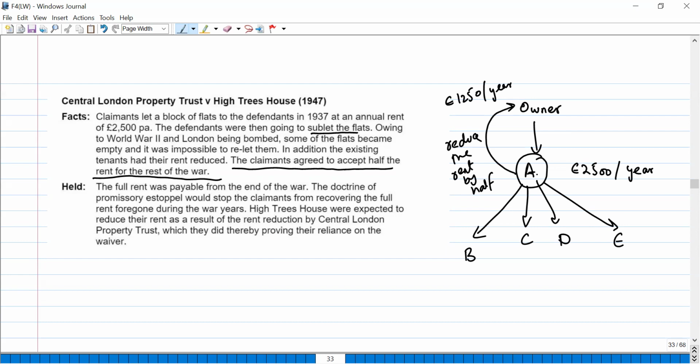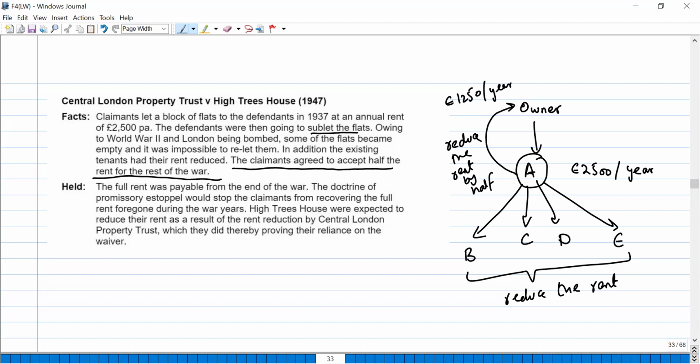Okay, this person A, when the rent was reduced, he further reduced the rent for B, C, D, E. So for all the people he reduced the rent as well. By relying on the promise of the owner, he further reduced the rent of those to whom he had sublet the flats.